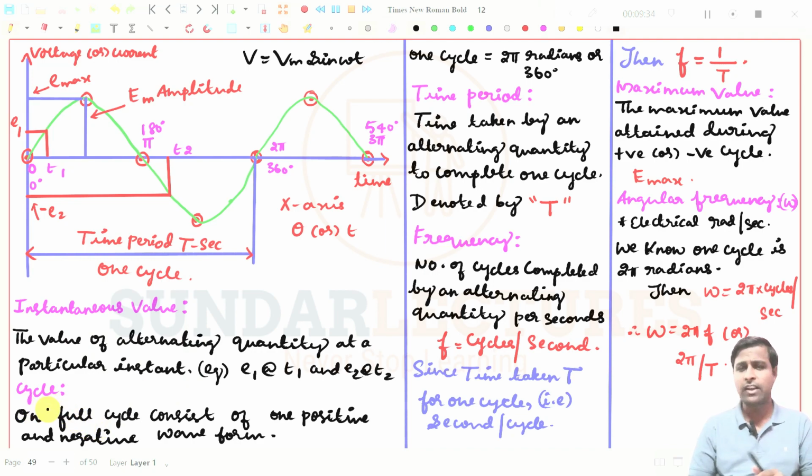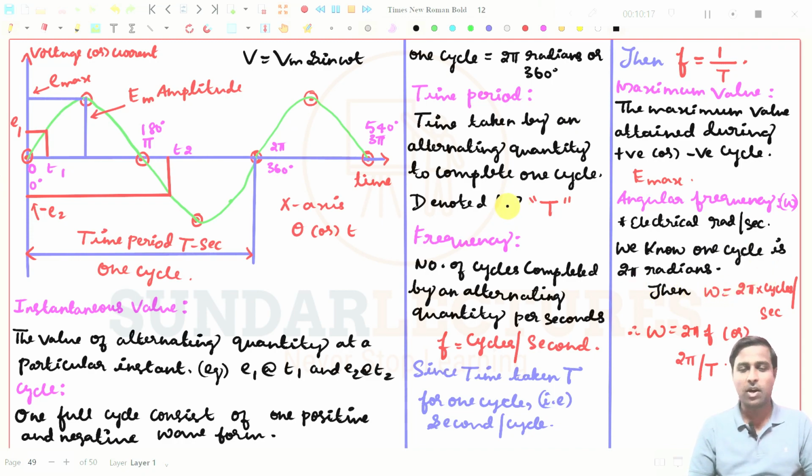And cycle, this is very important. You have to understand cycle very clearly. One cycle is nothing but one full completion of the positive and negative portions of the waveform. Why is it very important to understand cycle? Since if you see, this is one cycle, which means one positive portion and one negative portion. The completion of these two we will call one cycle, and then the same cycle will repeat periodically.